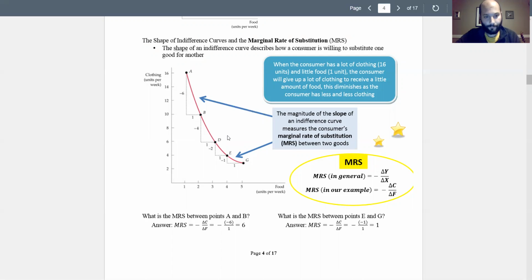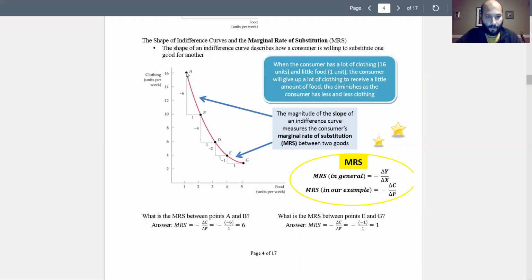two goods. So consider point A here, where the consumer has 16 clothing and about 1 food, and point B with 10 clothing and 2 food. What this is showing us is, again, the consumer is indifferent between those 2 points, which makes them equally happy. What it shows us is what we call the marginal rate of substitution. And it's really just the slope of any particular indifference curve is the marginal rate of substitution between 2 goods.